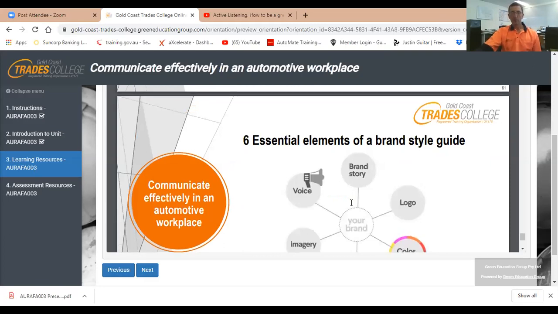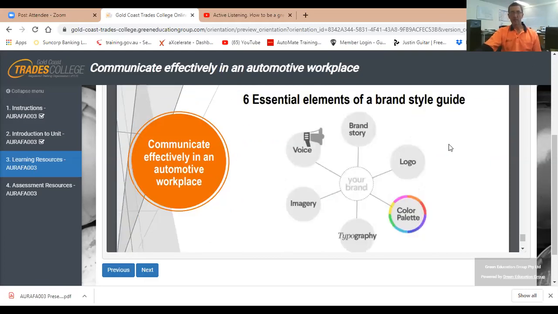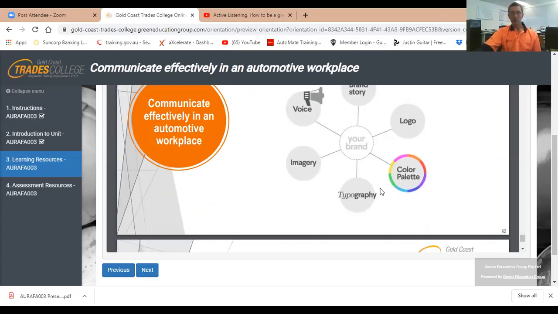So here are 6 elements of a brand style guide. So our brand is a particular brand. It has a story. We have a logo. We have certain colors that we use. We have certain typography, and we have certain imagery. All of that will be consistent across the college.